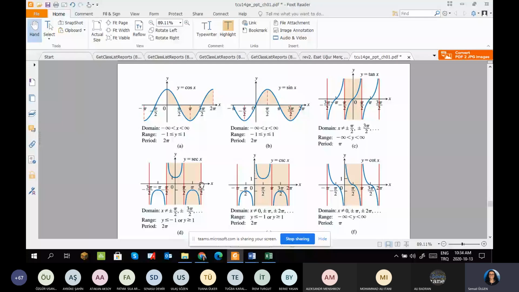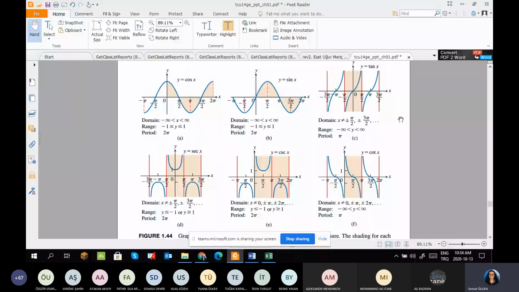And cosecant is similar to that. And cotangent is similar to tangent, but it's the other way around, the graph. And it's not going to be defined at powers of pi. And the period is pi again. So these graphs are good.